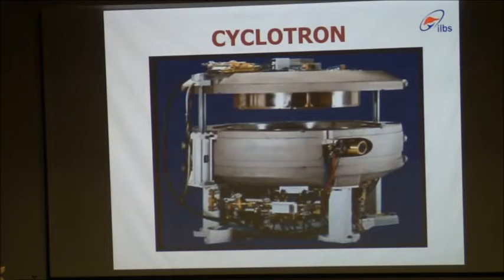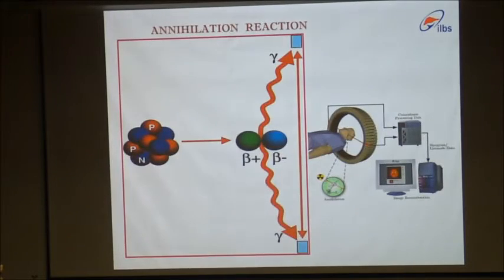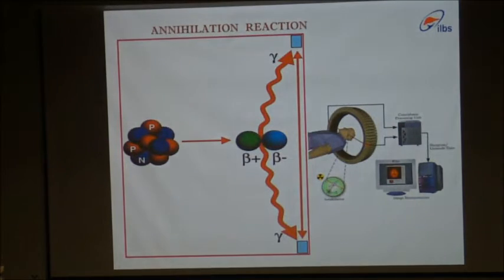This is a cyclotron which produces the FDG, and we receive the FDG from the cyclotron at Manesar, Haryana. This is the process by which the FDG reacts.